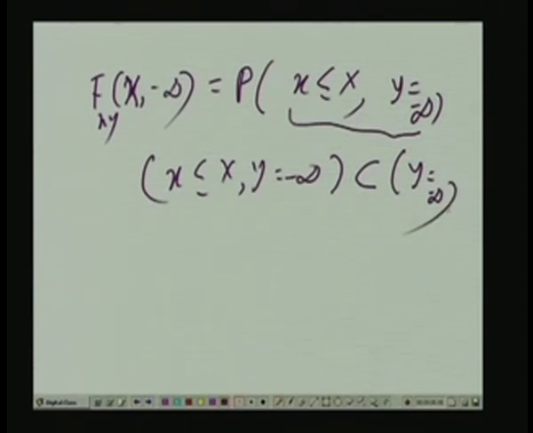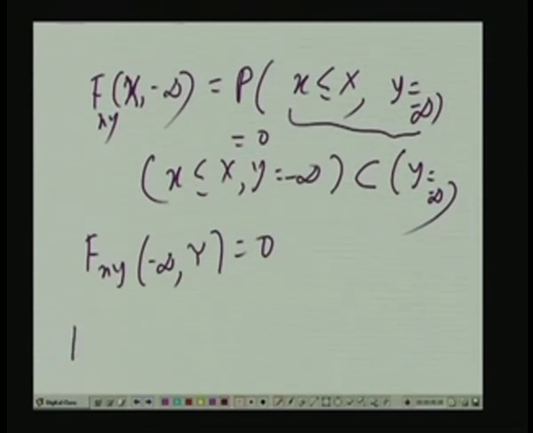But the probability of this event, as we know from our earlier definition, is 0, which means this probability is 0. So, this is equal to 0. In the same way, we can have this equal to 0.